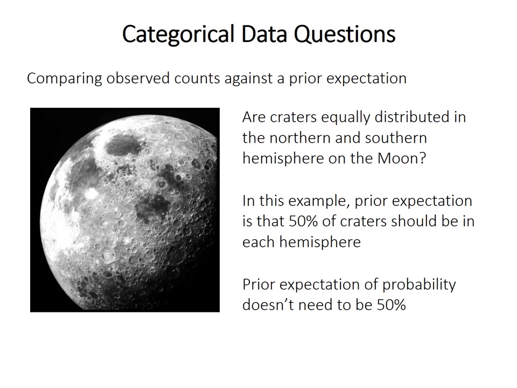So we can then count the craters in each hemisphere and compare that value to our expectation. And keep in mind that the expectation doesn't have to be 50%. That's just the example that we have here. So this type of test is called testing for goodness of fit. You'll typically have one sample, like craters on the moon, and you'll have two categories or more than two categories. So we'll talk about goodness of fit tests in the next video.